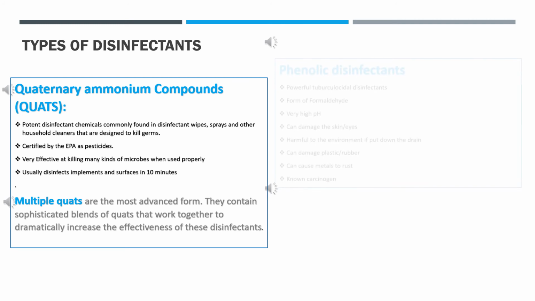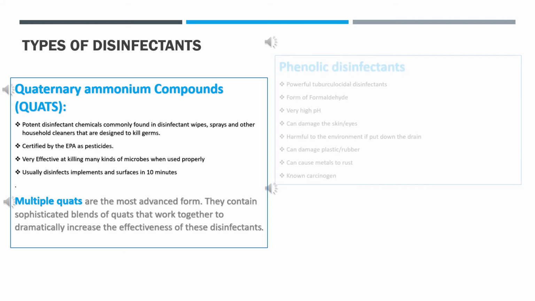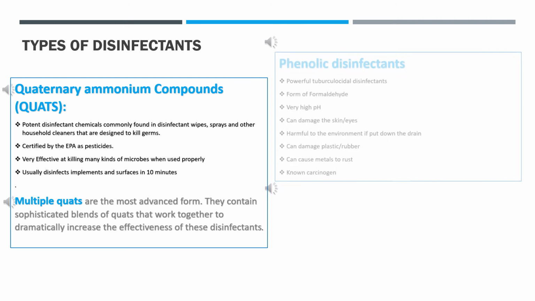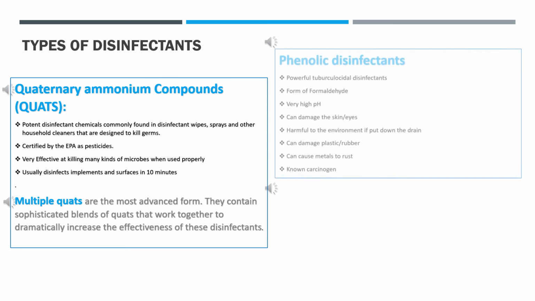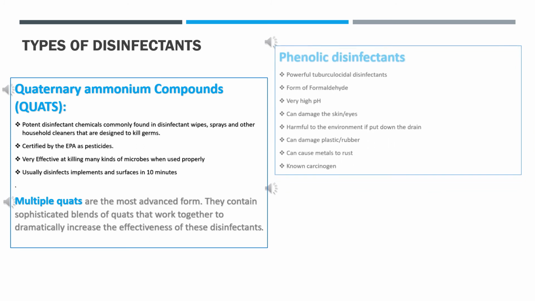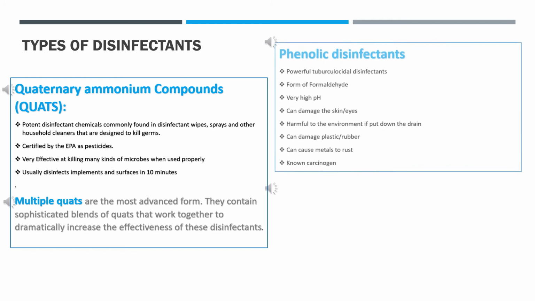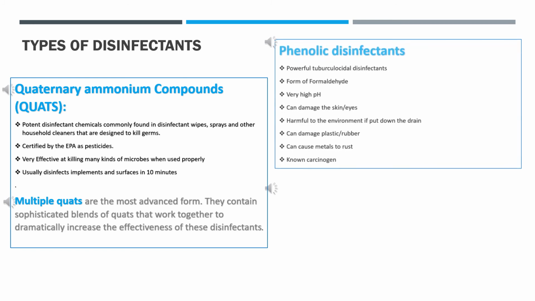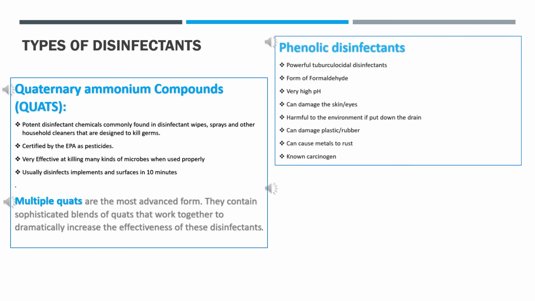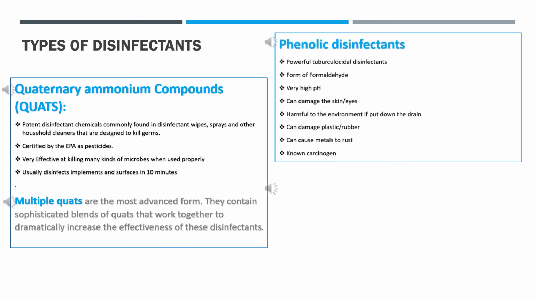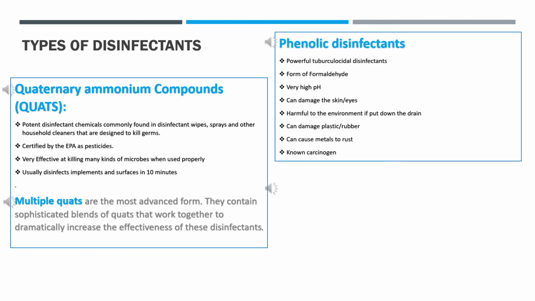Phenolic disinfectants are powerful tuberculocidal disinfectants. They are a form of formaldehyde with a very high pH. It can damage the skin or eyes and is harmful for the environment if put down the drain. It can damage plastic and rubber and cause metal to rust. It is a known carcinogen.